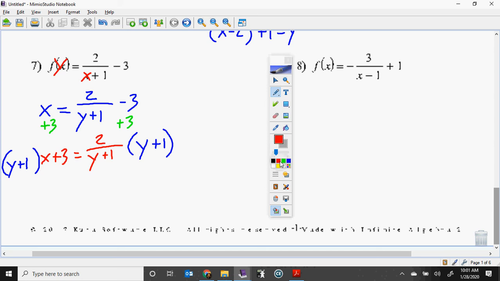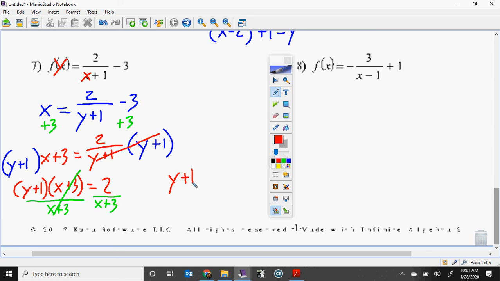And I'm not going to actually FOIL that out. I'm going to leave it just like it is. So I'm going to leave this as y plus 1 times x plus 3 equals 2. Then I'm going to divide both sides by x plus 3. Those cancel out. I have y plus 1 equals 2 over x plus 3.